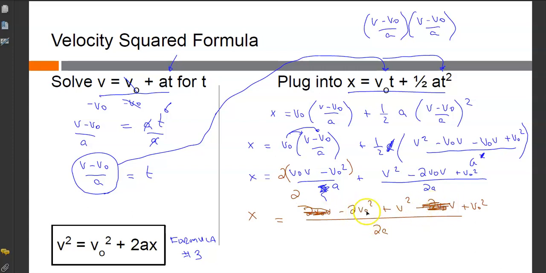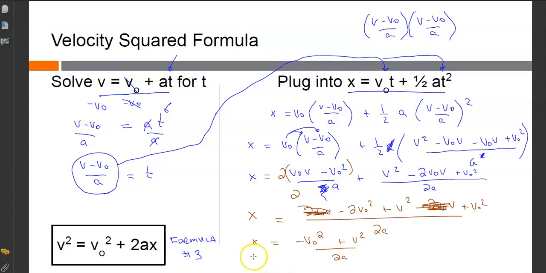Right here I've got some v naught squareds, negative 2 of them. Over here I've got plus 1 of them. So that gets me to negative v naught squared. The only thing left is that plus v squared. It's all over 2a, like that.